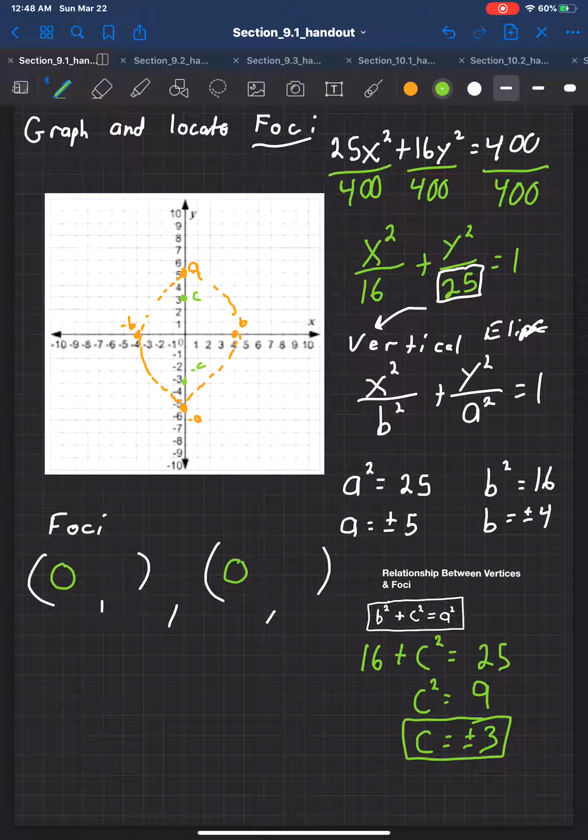Please don't be sloppy. Write the focal points as points. Put the 3 here, put the negative 3 here. Let's take pride in our work, and we're done.